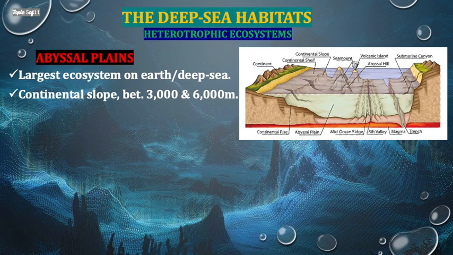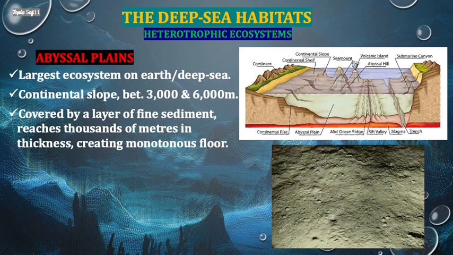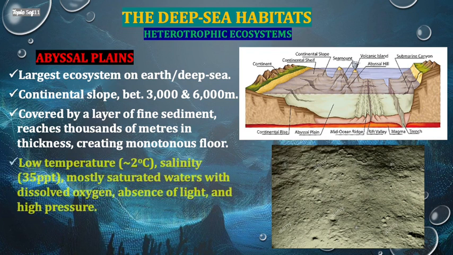The abyssal plain lies beyond the continental slopes at a depth between 3,000 to 6,000 meters. One of the typical features of the substrate of the abyssal plain is that it is covered with a very thick layer of sediment. Usually, as you can see in the picture at the bottom, the clays are accumulated to thousands of meters in thickness. That's stretched across thousands of kilometers across the seafloor and creates a monotonous seafloor. It looks like a boring one.